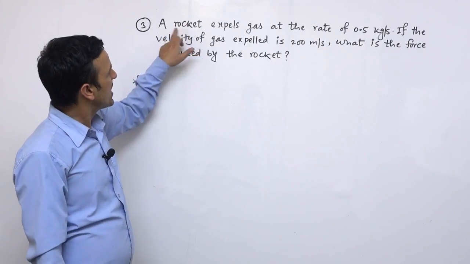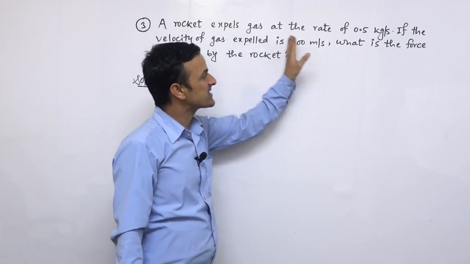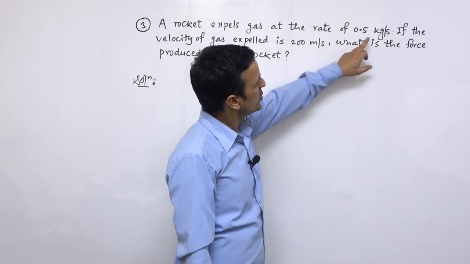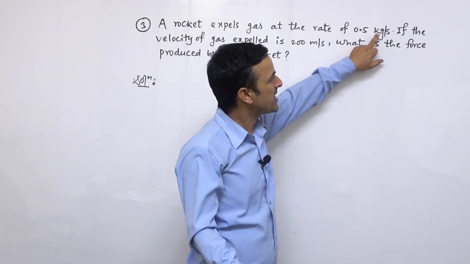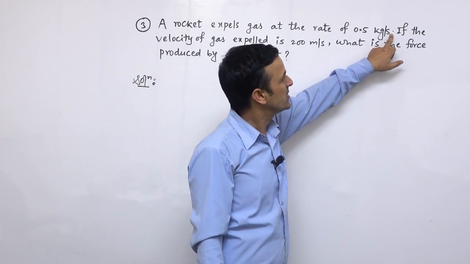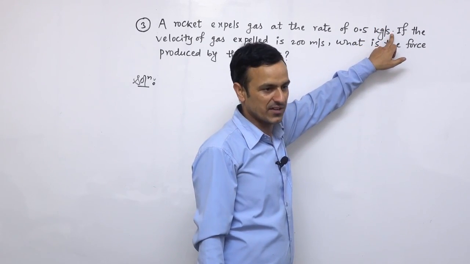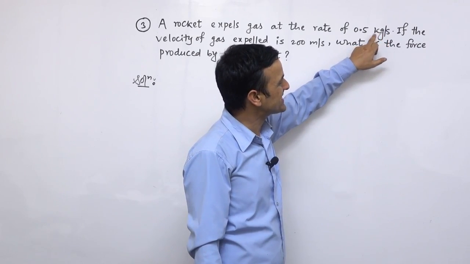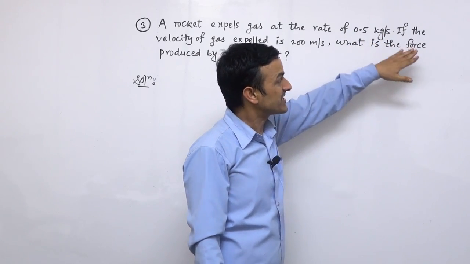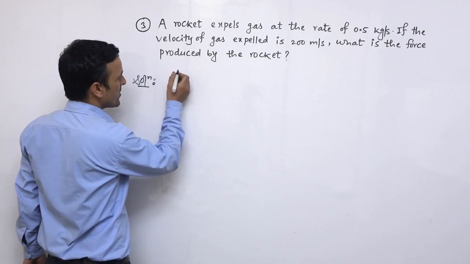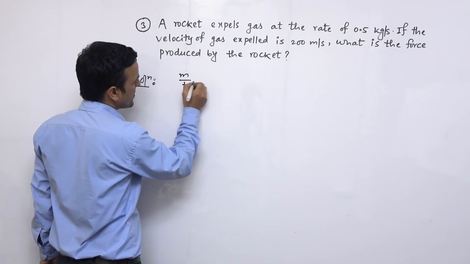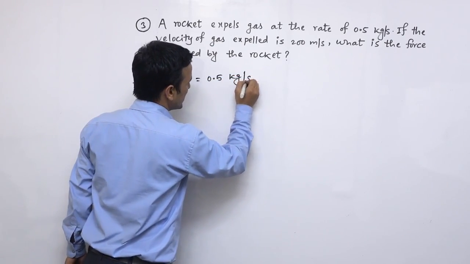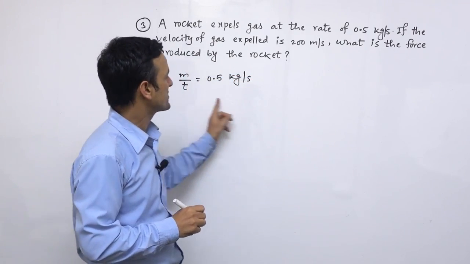So we have this question now. A rocket expels gas at the rate of 0.5 kg per second. Kg means it is mass, and second means it is time. So m upon t is given here according to the unit. By observing this unit, we can say that this is mass per second. So from the information, we can write down m upon t is equal to 0.5 kg per second. This is the mass per time.